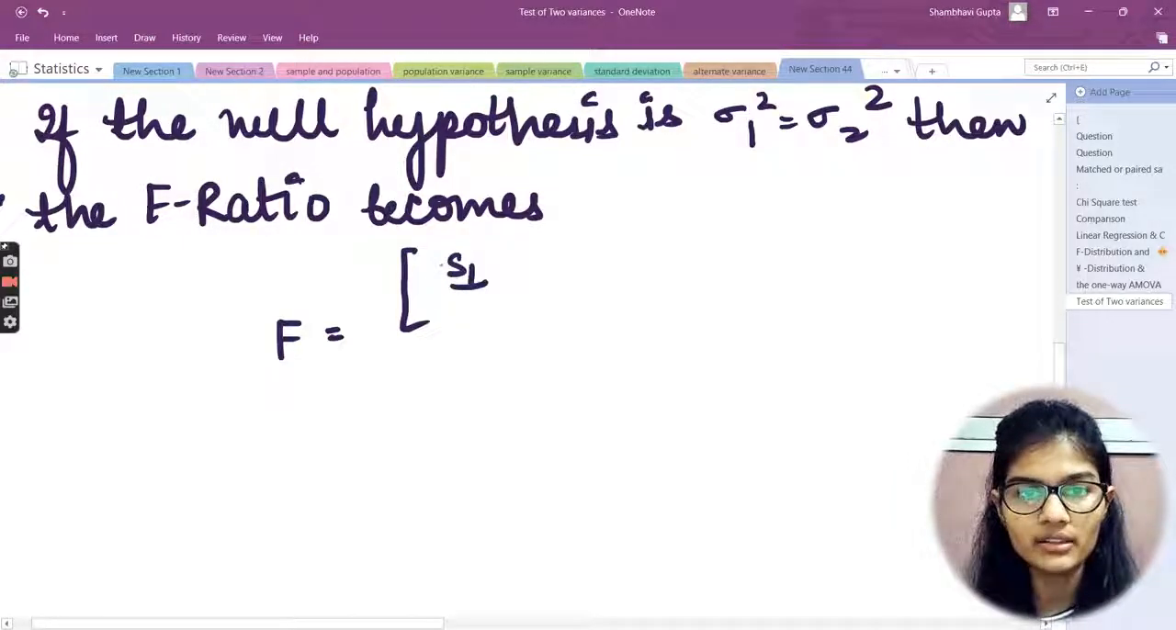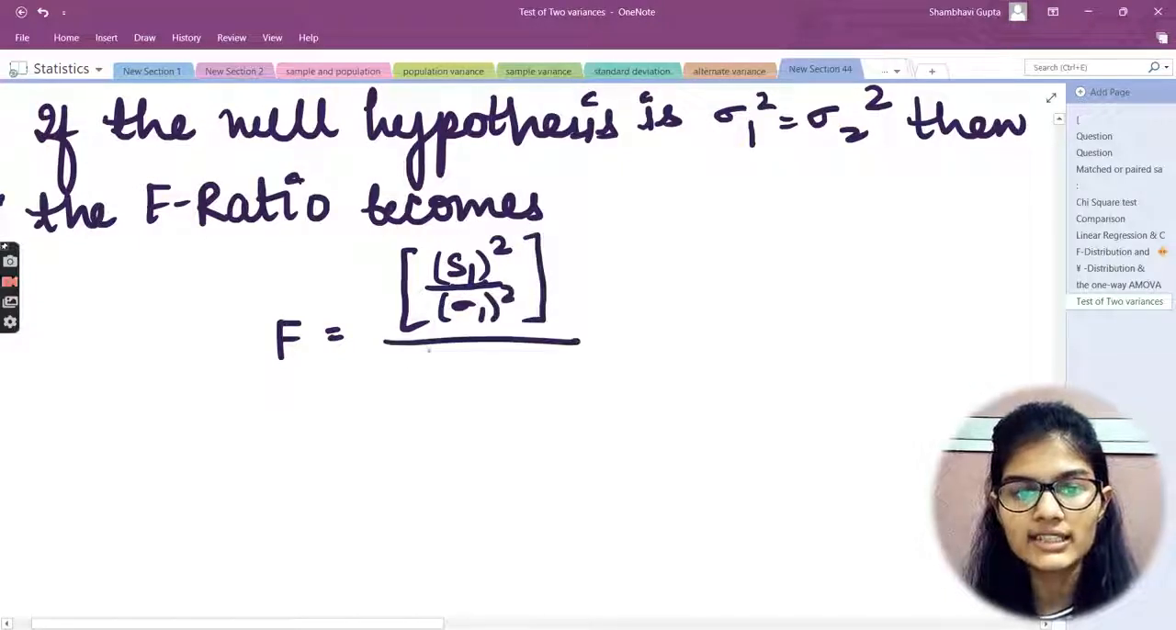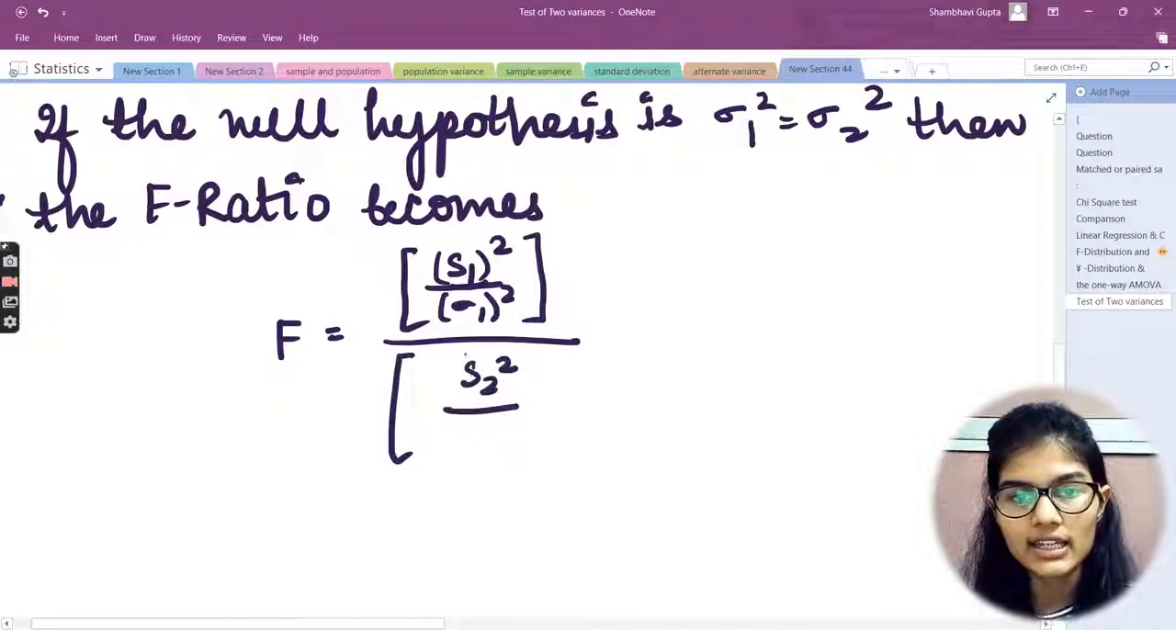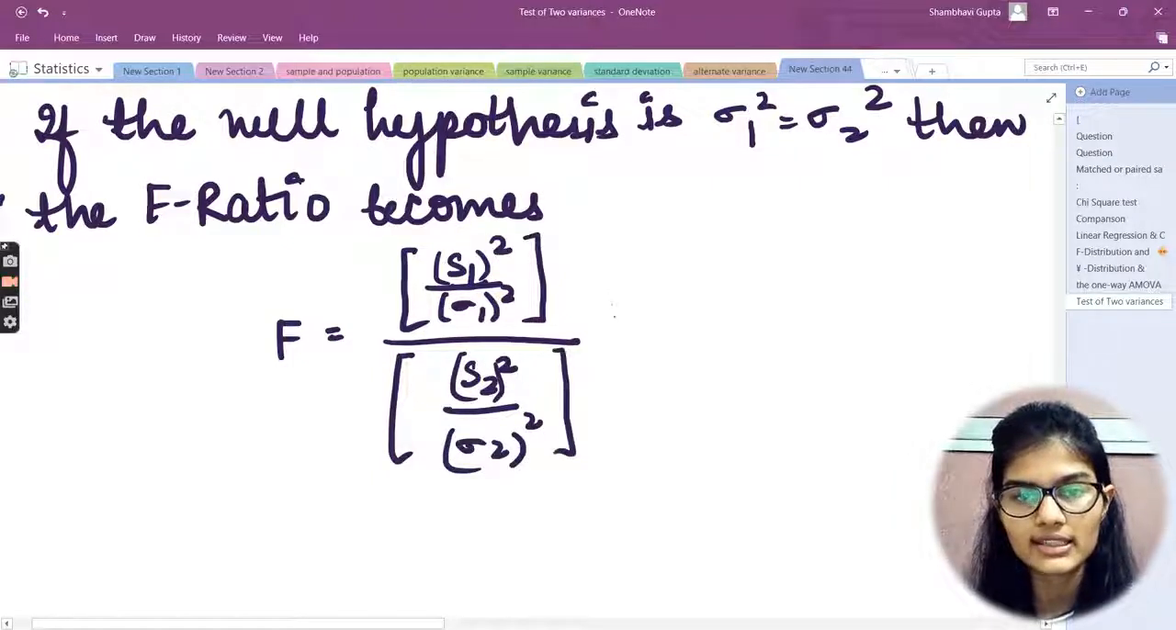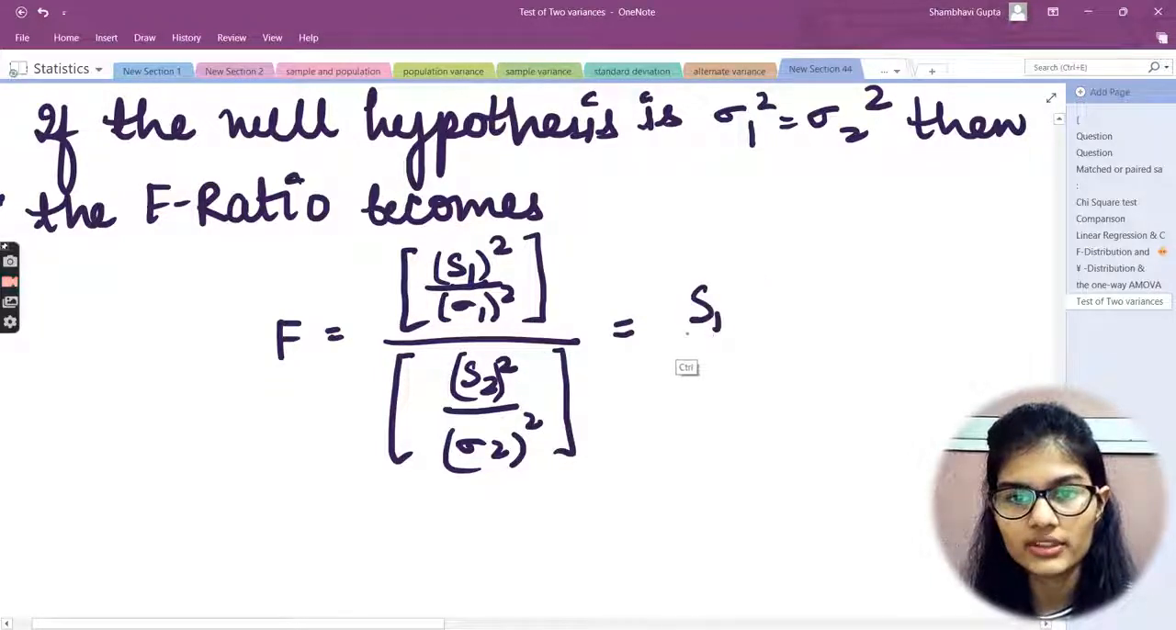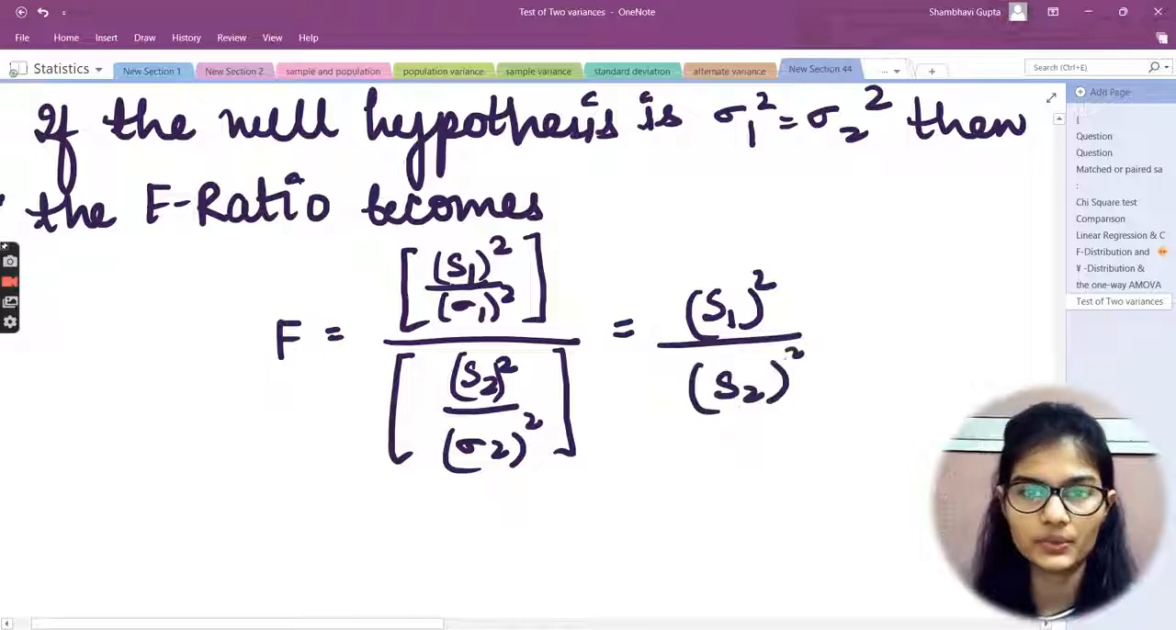We have S1 squared over sigma 1 squared, closing this out, dividing that by S2 squared over sigma 2 squared, closing out the bracket. Now that is equal to S1 whole square divided by S2 whole square.